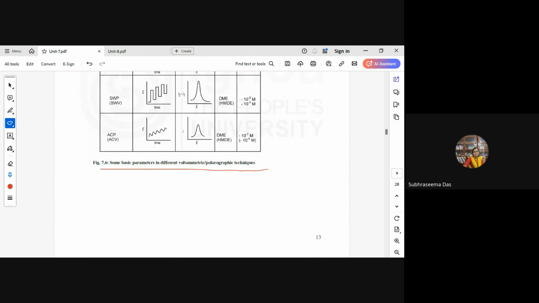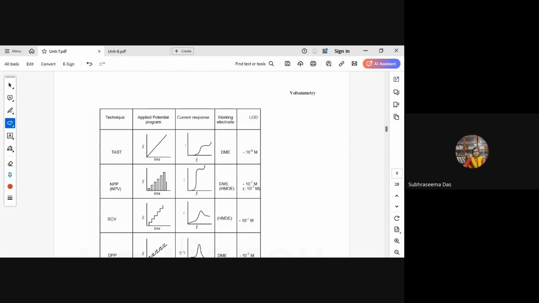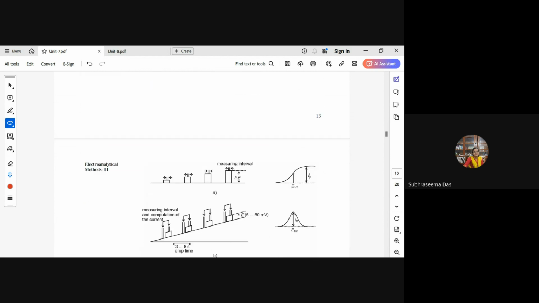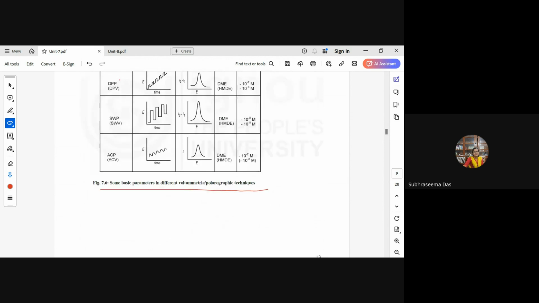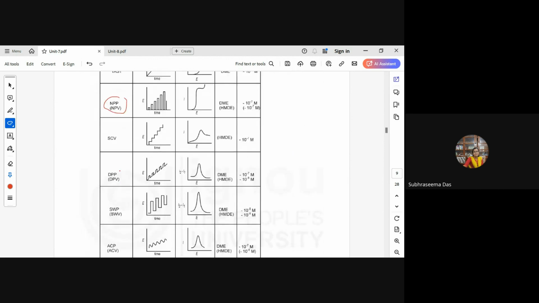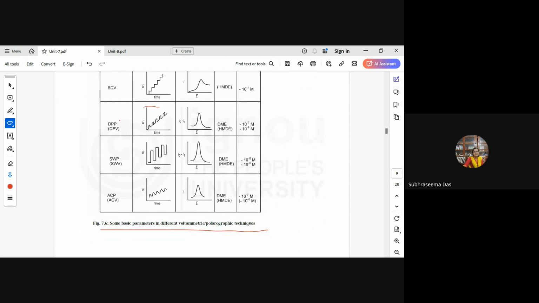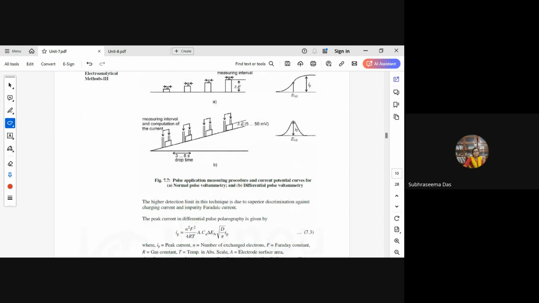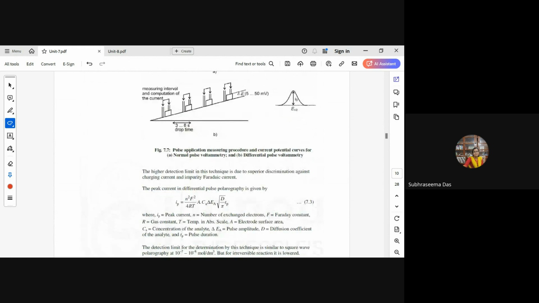Now, if we look into figure 7.6, for NPP or normal pulse polarography, the applied potential looks like this, and the current response is in the form of this. In DPP, as shown here, the E versus t plot is shown, and this is how the voltammogram looks like. Figure 7.7 shows the pulse application, measuring procedure and current potential curves for both NPP and DPP.